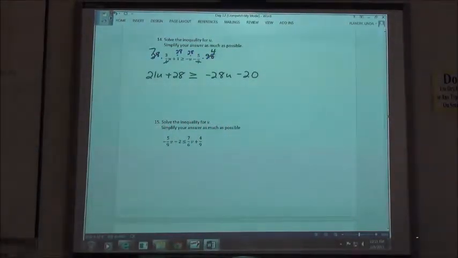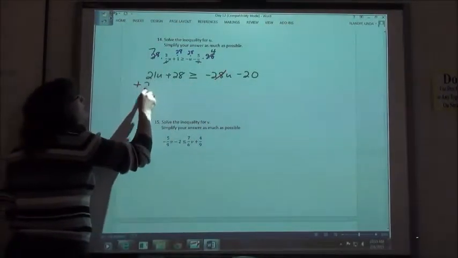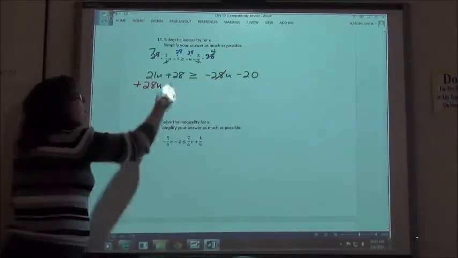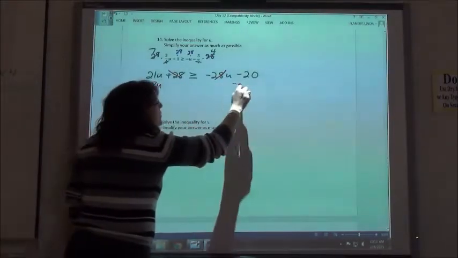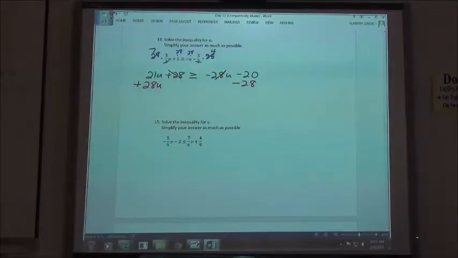And then I want to go ahead and solve that for u. If I'm going to solve that for u, what might you do? Add the 28u. That way my u stays positive. And then I'm going to subtract that 28 to move the number to the opposite side of my variable.